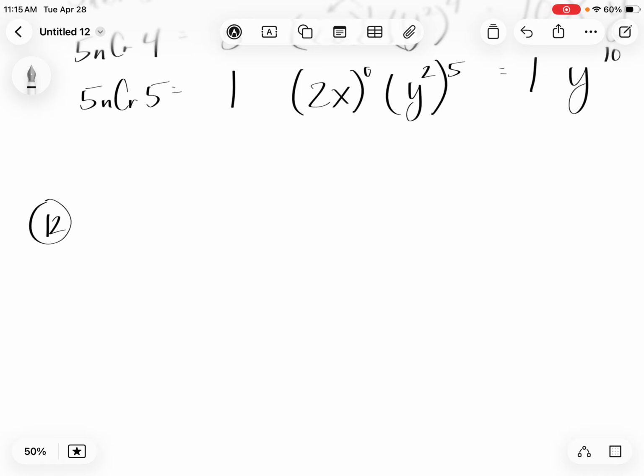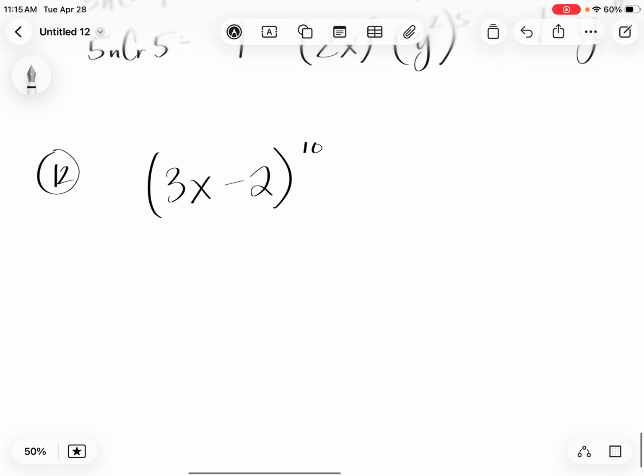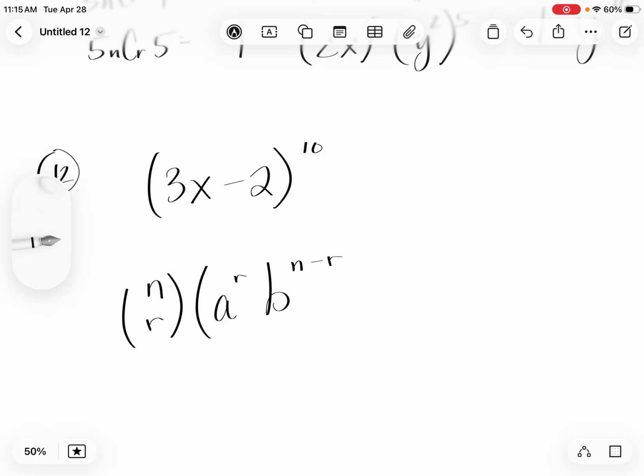It says, 3x minus 2 to the 10th power. All right, so for this one, there is a formula, and it says the general term. And for that, it's nCr, a to the r, times b to the n minus r. I guess I don't need that one parentheses there. I'm going to take that out.